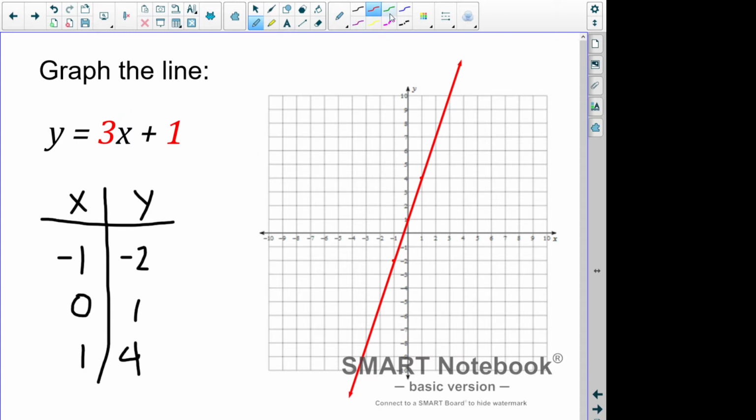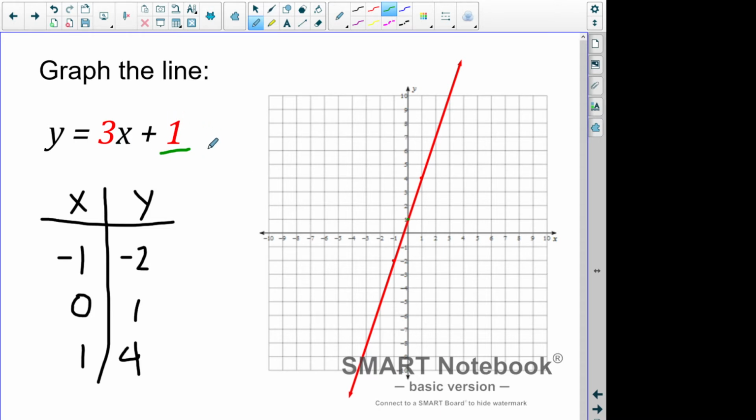So what I want to do is look at these numbers here. First of all, when x is 0, y is 1. That's this number right here. That 1 and this 1 are the same thing. This is our point right here. That's where it crosses the y-axis. Notice that's where x is equal to 0. That's always going to be the case.